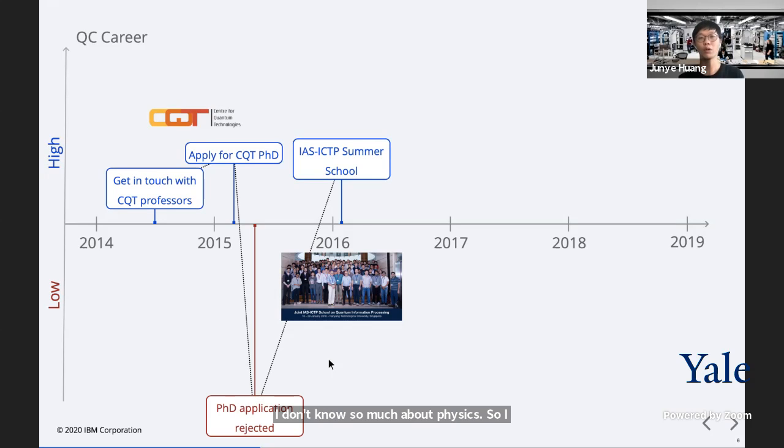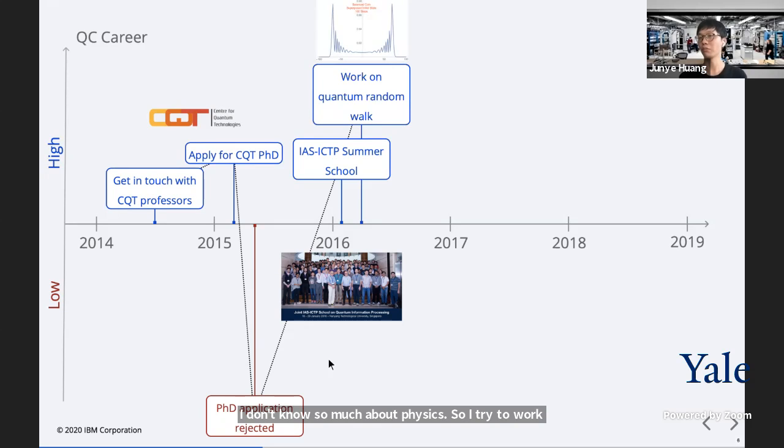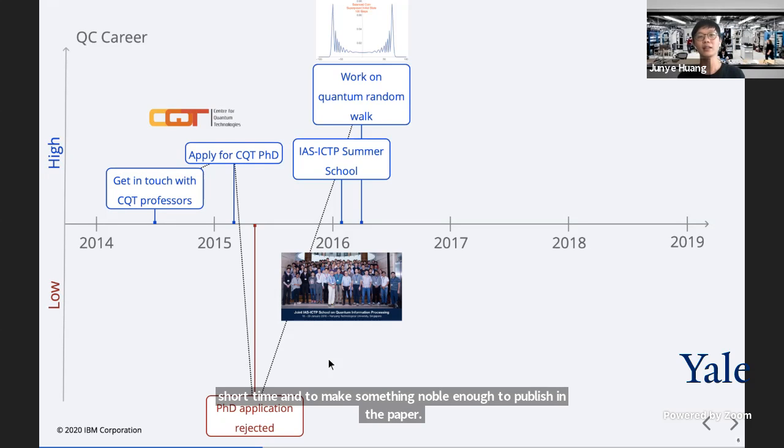So I tried to work with a professor for a few months on quantum random walk and to try to write some papers. If we have papers, then we increase the chance of applying for a PhD. But after working a few months, I felt it's not so easy to spend a very short time and make something novel enough to publish in a paper. So I got demotivated again.